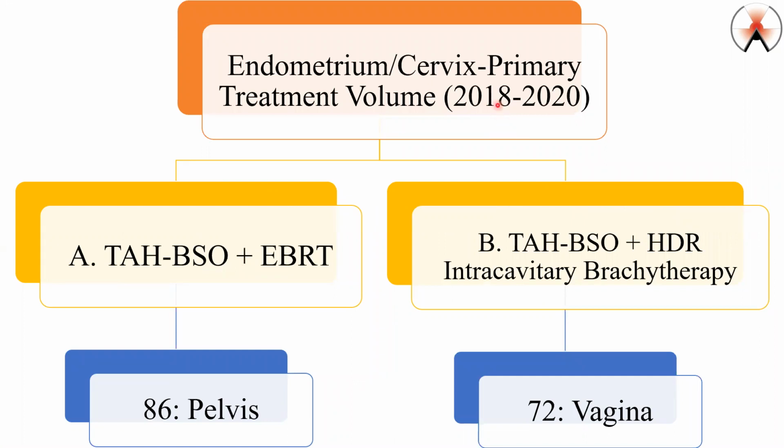Endometrium, cervix, primary treatment volumes, okay? I notice I have a date range there too. Okay, so if the patient undergoes that TAH procedure, I mean, everything is removed, followed by external beam radiotherapy, code to 86. If the patient undergoes that TAH procedure followed by HDR brachytherapy, this is the code that you should be using for the brachytherapy, the boost, because we're actually inserting that brachytherapy equipment into the vagina, and so coded to 72.